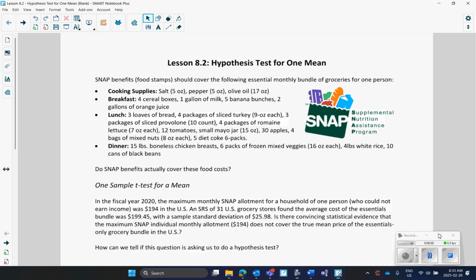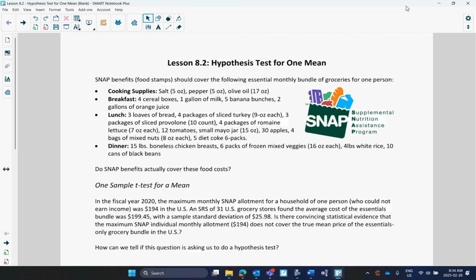So we've looked at how to do a confidence interval for a proportion. That was unit 7, the first part of unit 7. Last class, on Monday, we looked at how to do a confidence interval for a mean. And then in unit 7, we looked at how to do a hypothesis test for one proportion.